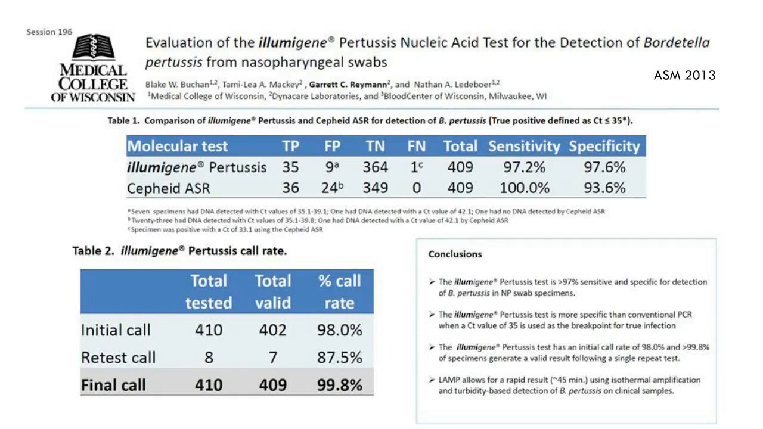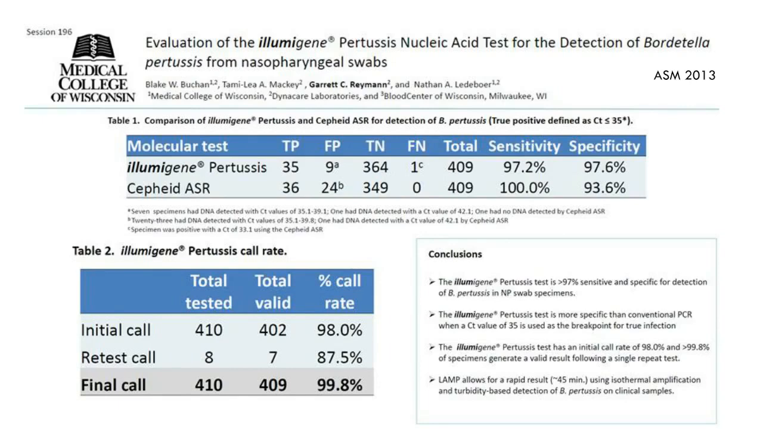In this poster, they had to retest 8 samples, which originally gave an invalid result, and 7 of those 8 gave a call on the second testing. So for their final call rate, out of the 410 specimens, a total of 409, with only 8 happening to be repeated, gave them a percent call rate of 99.8%.